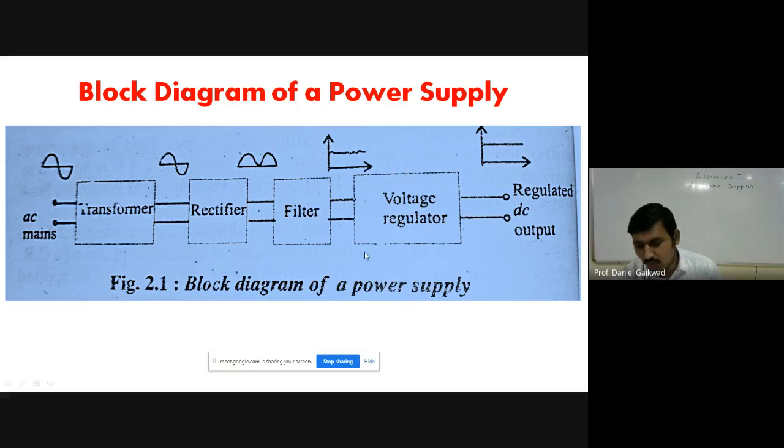Now we have the next block called voltage regulator. With the help of the regulator, we convert the fluctuating DC into smooth DC voltage. So this is called the regulated DC output here. Check carefully, the block diagram of the power supply is generally asked in examination for 2 marks. So we have to explain each and every block either in detail or in short, according to the marks or weightage of the question. Two sentences you have to write for each block for a 2 marks question.